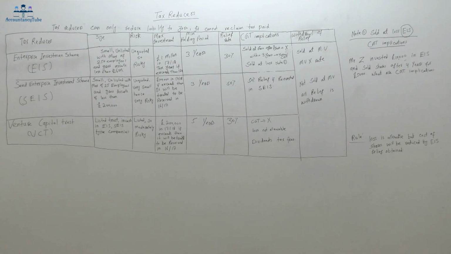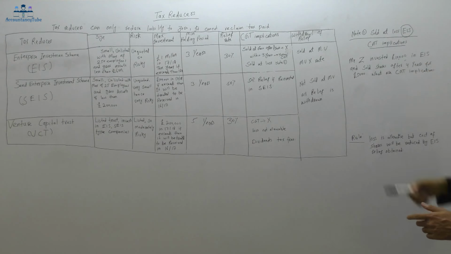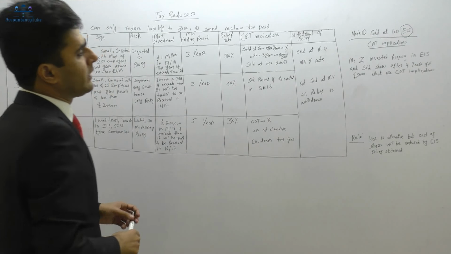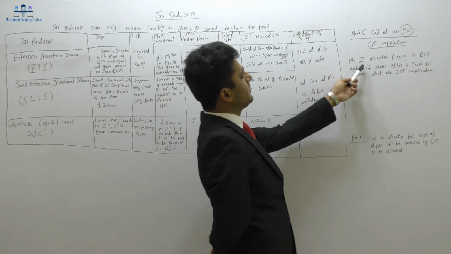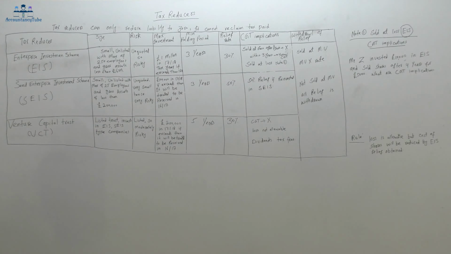The problem arises when you have sold the shares at a loss. All right, so that's what we are now looking at. So if you have held the shares and you have sold them at a loss, what would happen then? Right. So note 1, sold the shares at a loss. So we are looking at EIS shares, and what would be the CGT implications? So I've listed one question here. Mr. Z invested £10,000 in an EIS company and sold the shares after 4 years for £5,000. What are the CGT implications? All right.